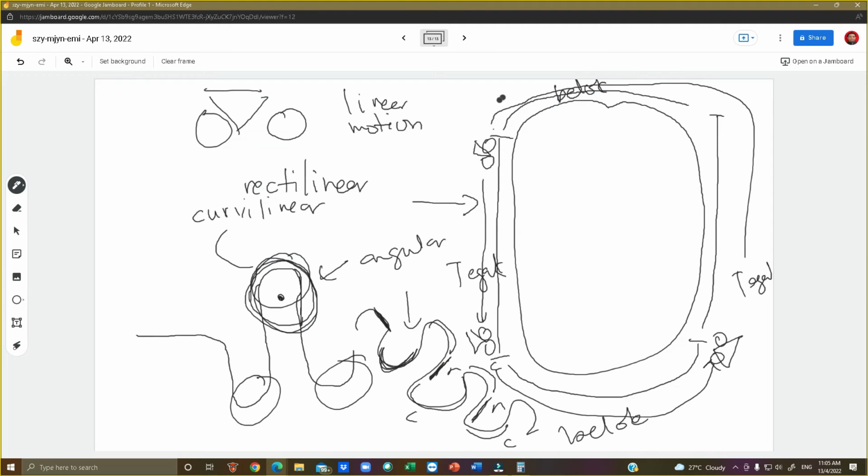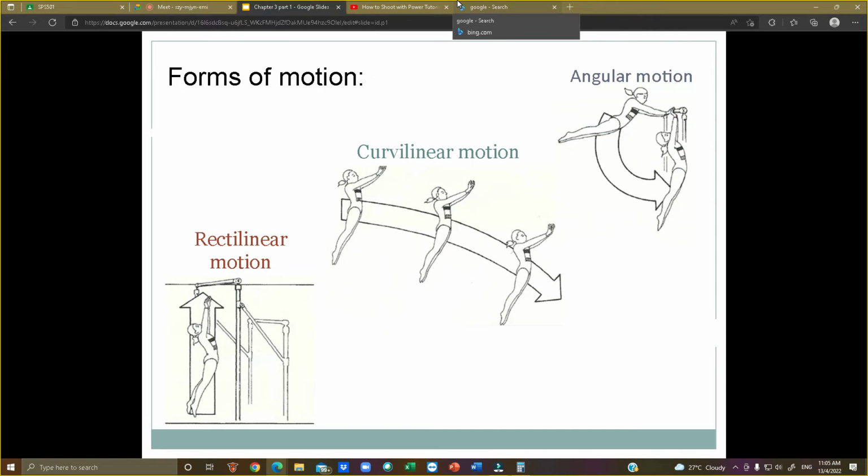So this is curve, curvilinear. These two parts, this is straight, rectilinear. Both of these are still under linear motion. These are examples. Okay, rectilinear, and this is curvilinear. See? Angular motion is when it spins. This is the axis, the axis of rotation, so it causes rotational movement.